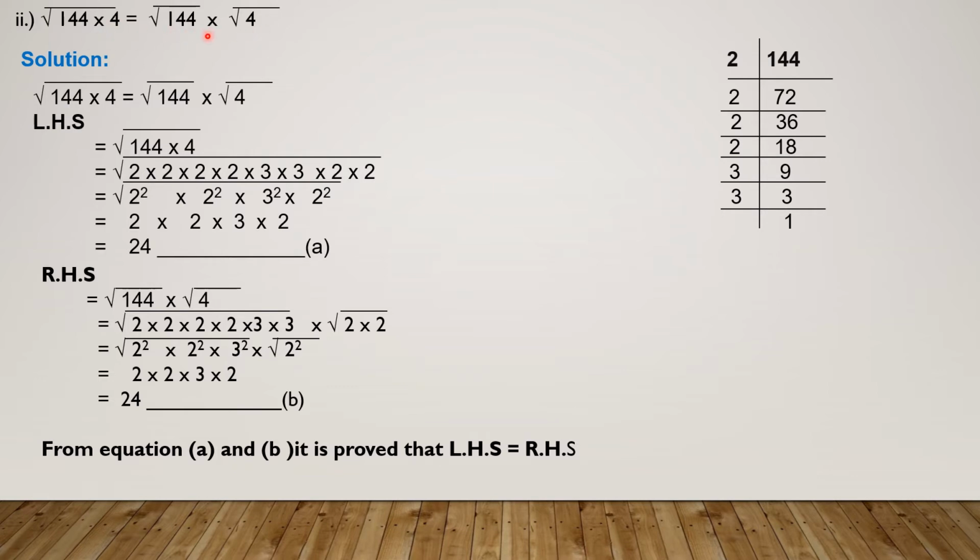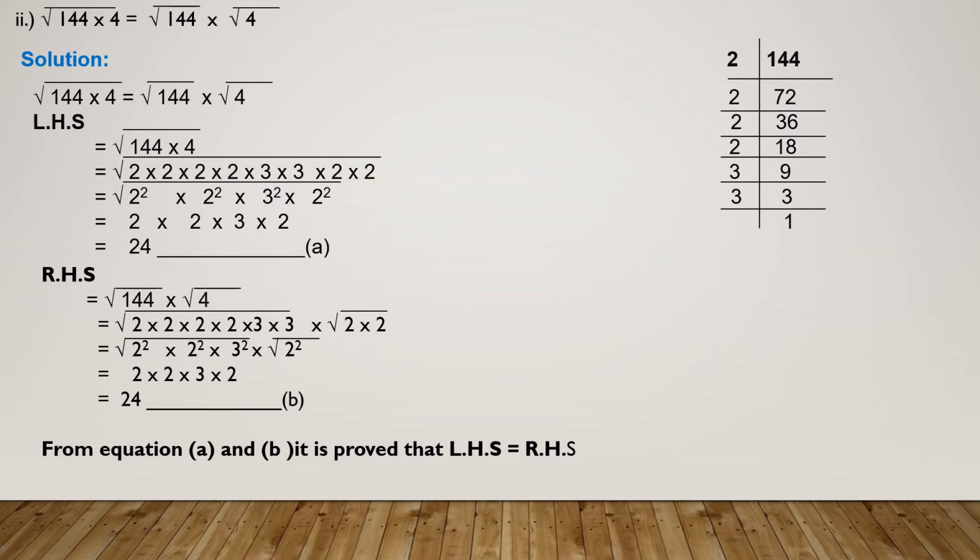So what we will do, first we will take left hand side of our equation, that is 144 multiplied by 4 under the square root. Now the same method that we have applied in the previous question, instead of 144 we will write all of its prime factors that we have already found over here. And instead of 4 we will write prime factors of 4 that we know very well, 2 multiplied by 2.